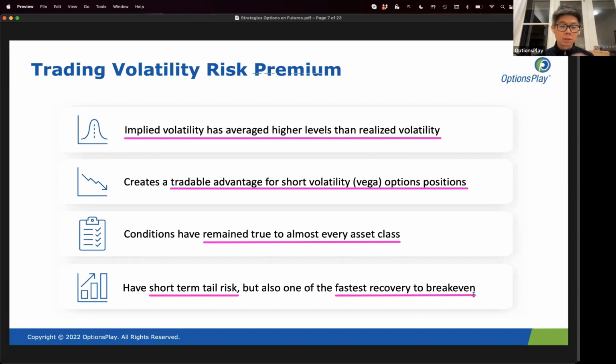That's really interesting from my perspective, because one of the biggest concerns that we see is that retail traders are effectively afraid of selling options. The recovery back to break even is actually one of the fastest with short option strategies rather than buying. And we're going to cover this here today, especially around the strategies that have unlimited risk, which is usually where we see a lot of retail traders stay away.